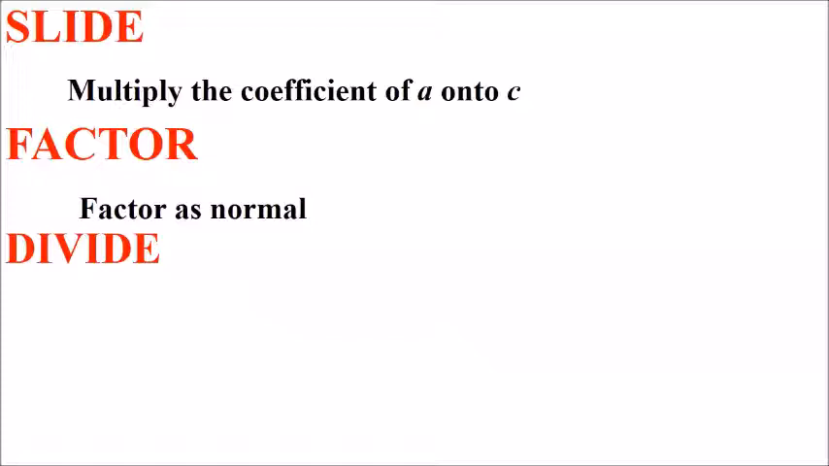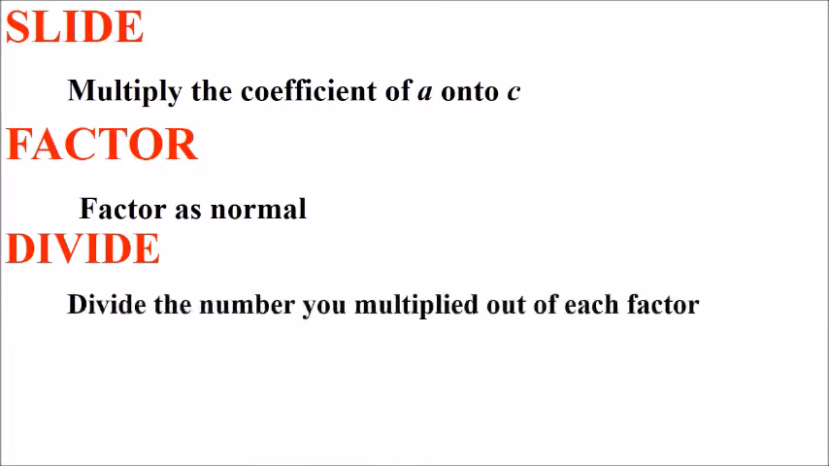I told y'all on Monday of this week that a lot of times I like to write the S with the line and the D on my problem so I don't forget to divide at the end. The dividing step is very important, or else your answer will be wrong. So what we want to do is divide the number that we multiplied out of each term. When we do that, we're going to get fractions, and we want to simplify those fractions.